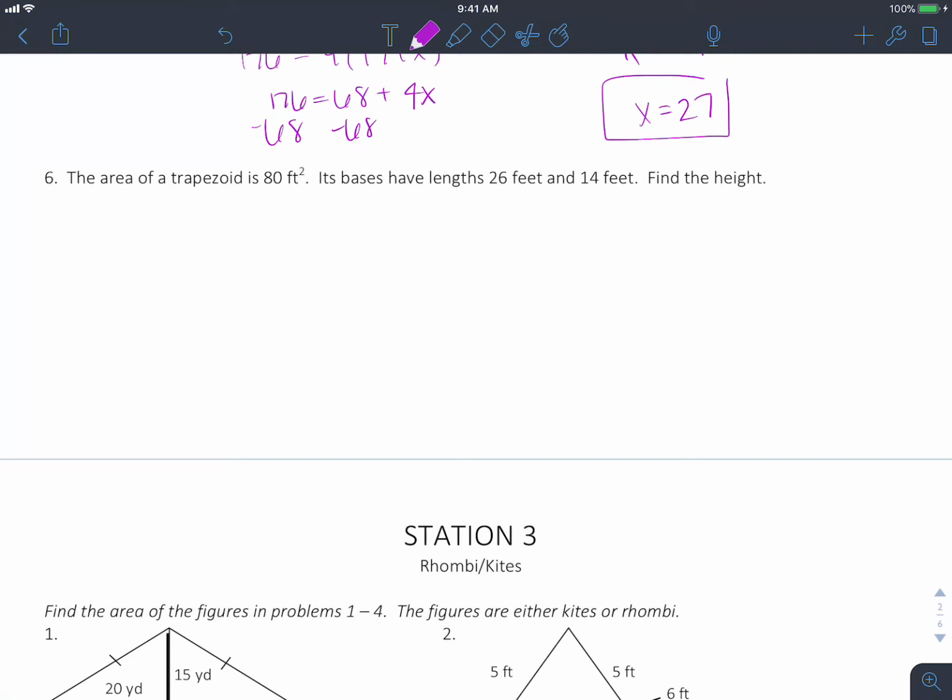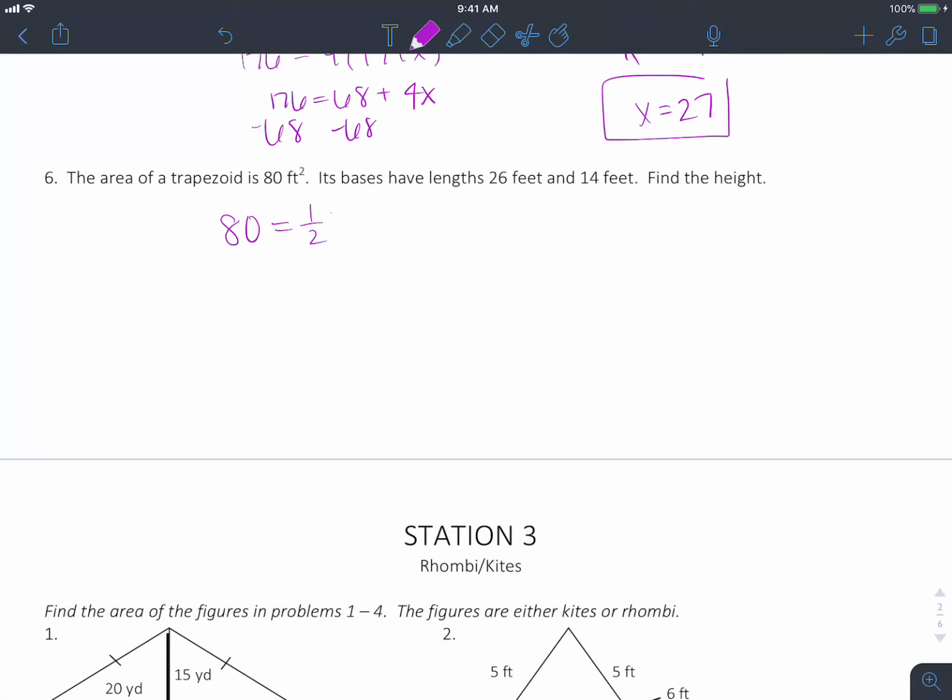All right, number 6. The area of a trapezoid is 80. The bases have lengths of 26 and 14, so find the height. So again, we have that same formula that we used in the top one, so I'm not going to write it down again. I'm just going to fill in what we have.